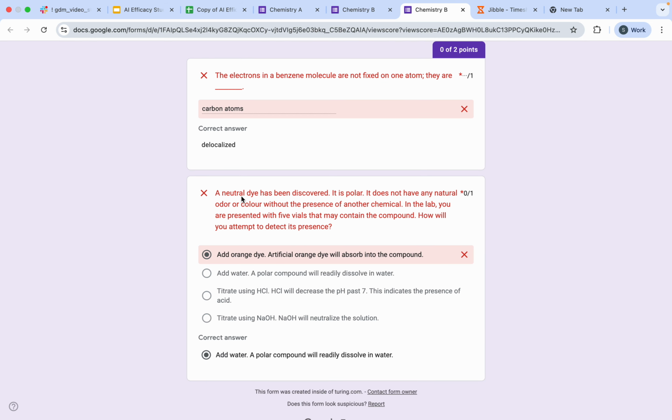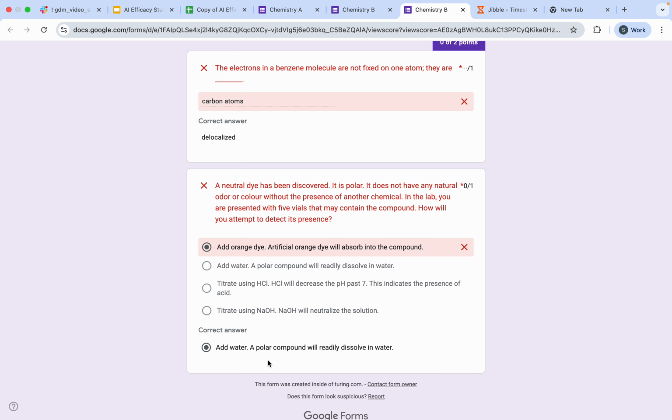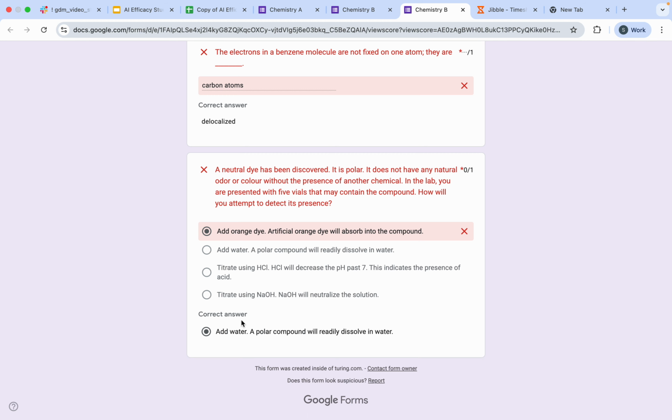Here a neutral dye has been discovered. It is polar. It does not have any natural odor or color without the presence of another chemical. In the lab, you are presented with 5 vials that may contain the component. So how will you attempt to detect its presence? So we have to add water. A polar component will readily dissolve in the water. Okay, so option B is the correct answer.